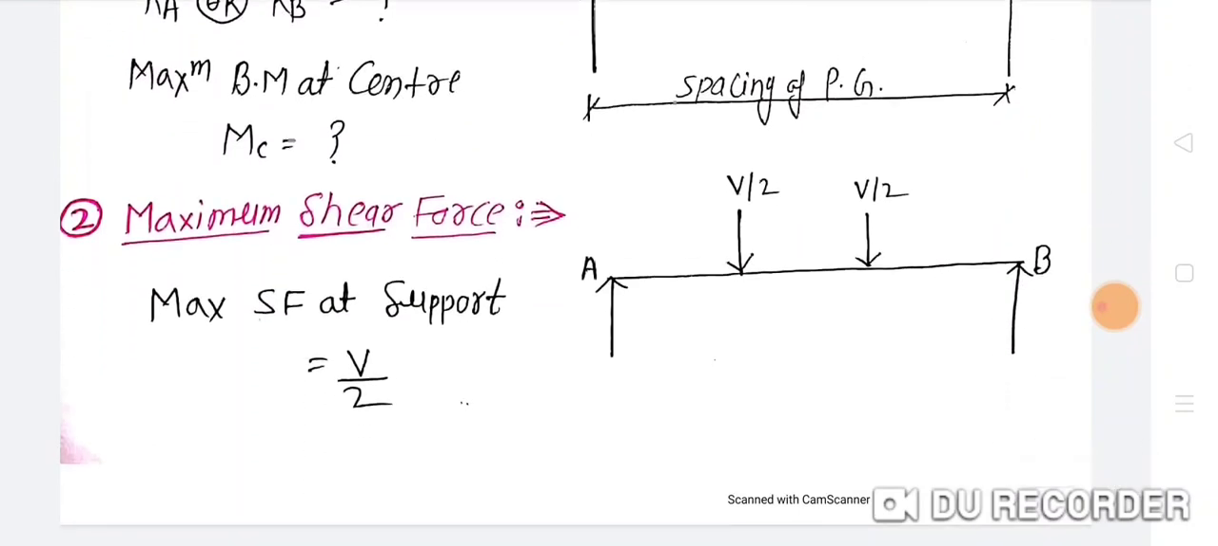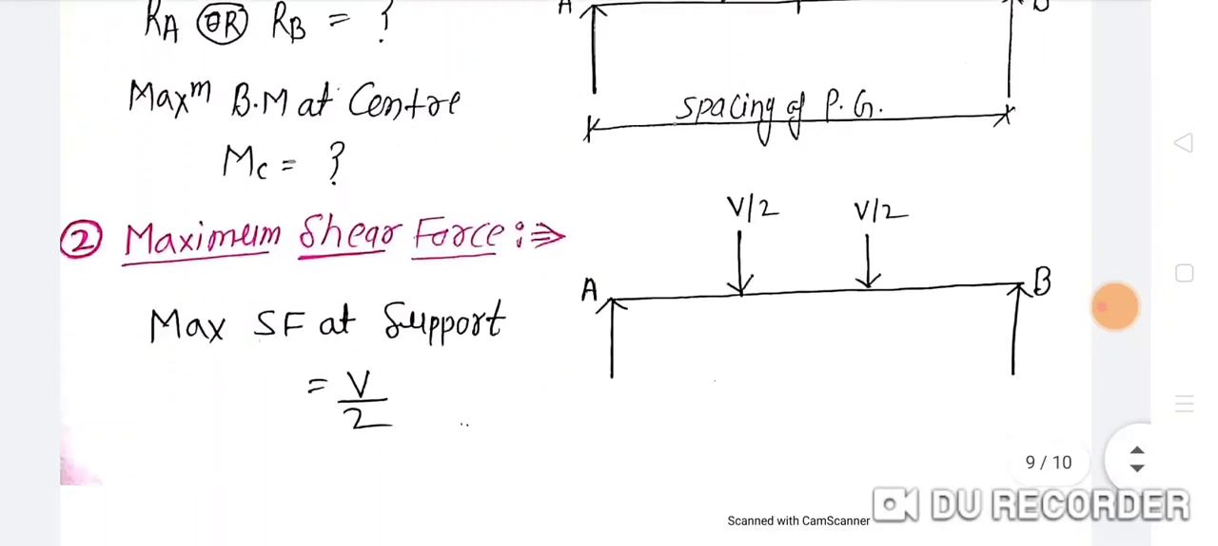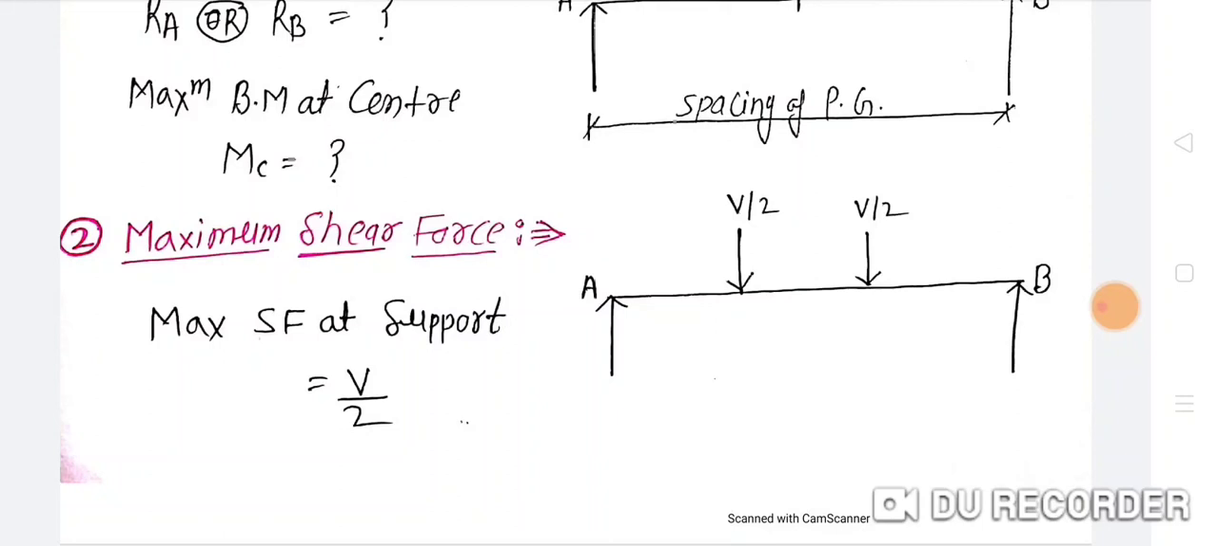Maximum shear force is at the supports. Where the bending moment is maximum, shear force is minimum or 0. Where the bending moment is minimum or 0, shear force is maximum. In a simply supported beam, the moment at the supports is 0, so maximum shear force comes at the supports.